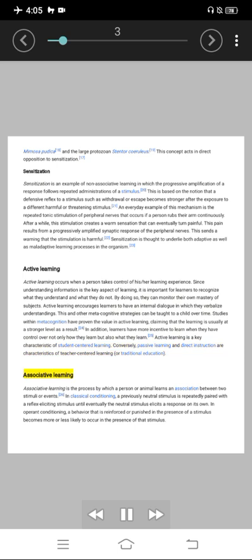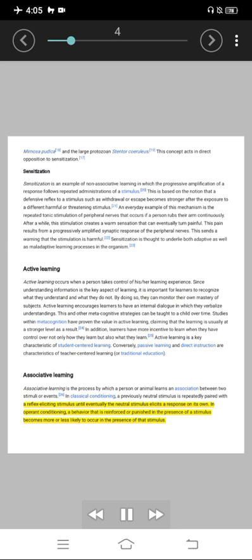Associative learning. Associative learning is the process by which a person or animal learns an association between two stimuli or events. 26. In classical conditioning, a previously neutral stimulus is repeatedly paired with a reflex-eliciting stimulus until eventually the neutral stimulus elicits a response on its own. In operant conditioning, a behavior that is reinforced or punished in the presence of a stimulus becomes more or less likely to occur in the presence of that stimulus.